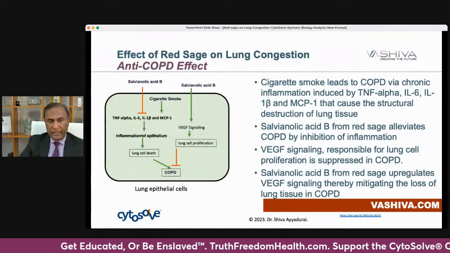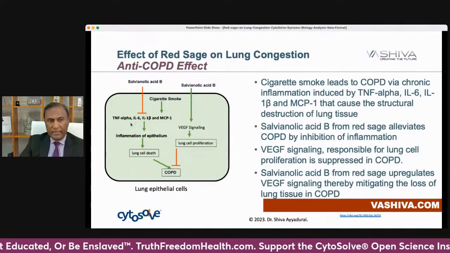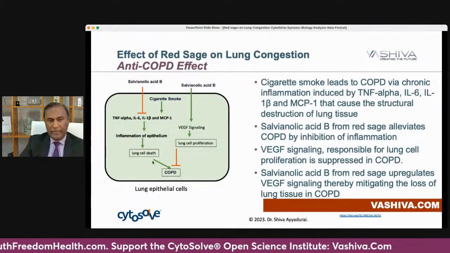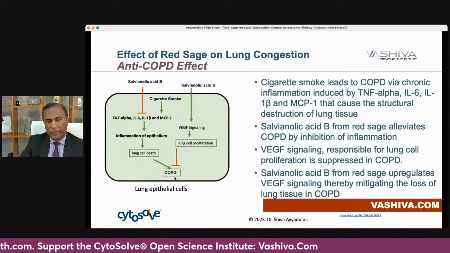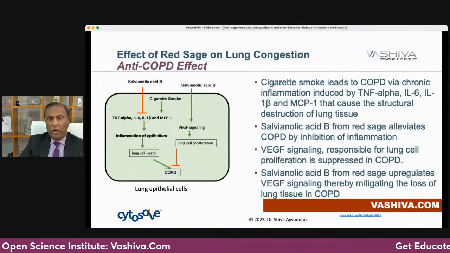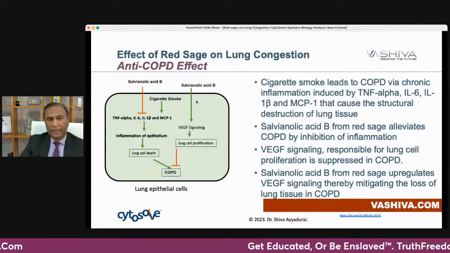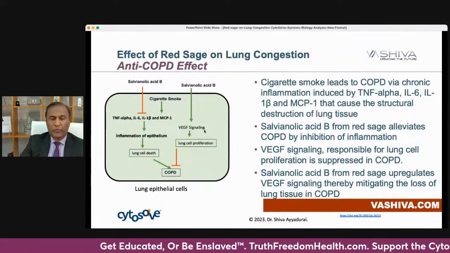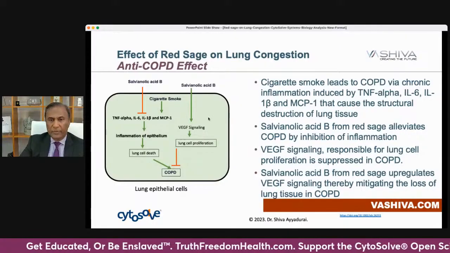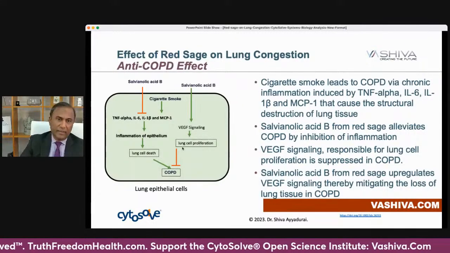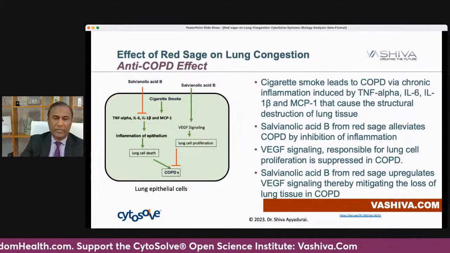So cigarette smoking, this is what it does. It leads to these four cytokines being upregulated, the inflammation of the epithelium, and then you get lung cell death and you get COPD. Okay, salvianolic acid, boom, blocks all of those four cytokines. Okay, now salvianolic acid B over here also supports VEGF signaling, which is responsible for supporting the growth of lung cells. And when you get lung cell proliferation, that stops COPD.